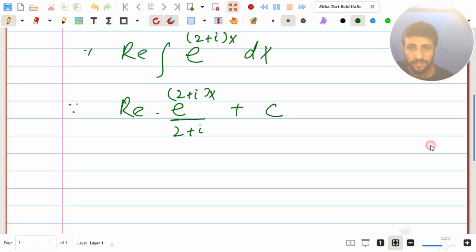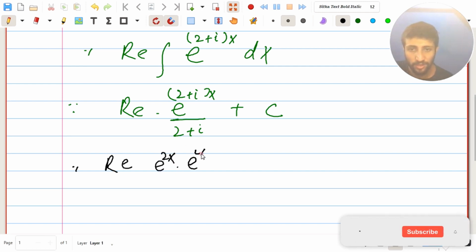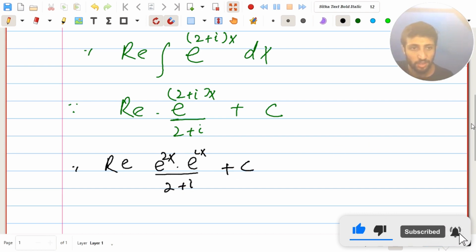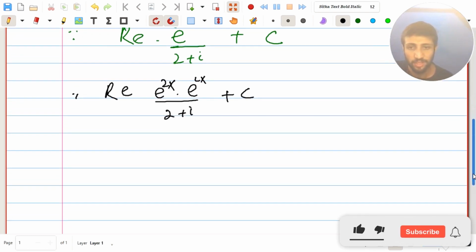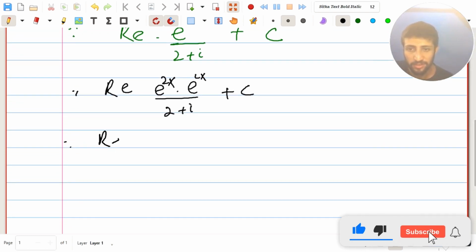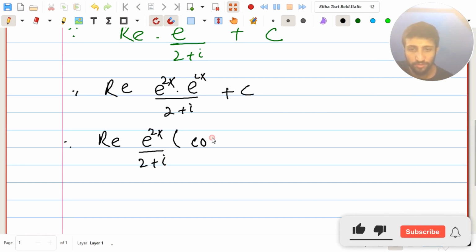So what I will get is simply real part of e to the power 2x dot e to the power iota x divided by 2 plus iota, plus c. So I will substitute e to the power iota x as cos of x plus iota sine of x. Then this becomes the real part of e to the power 2x divided by 2 plus iota, into cos of x plus iota sine of x, plus c.